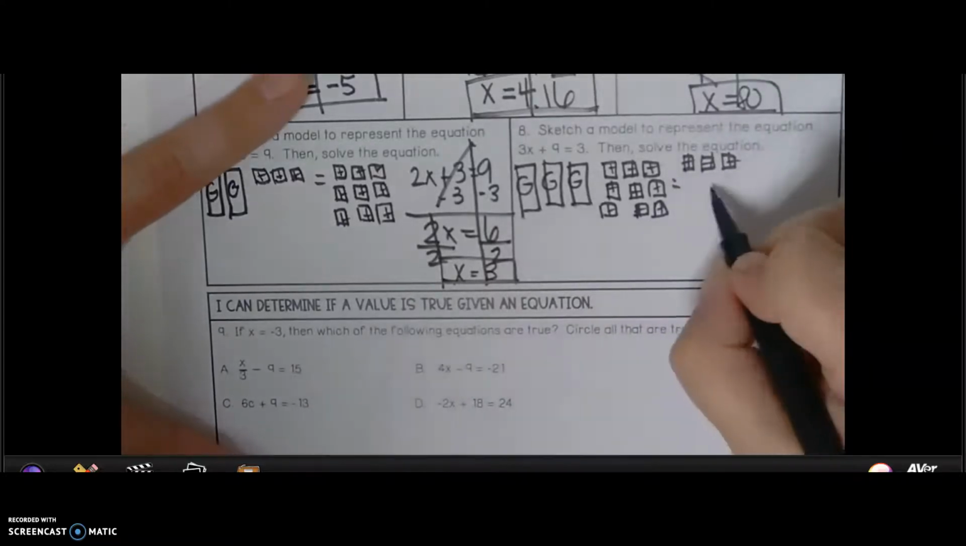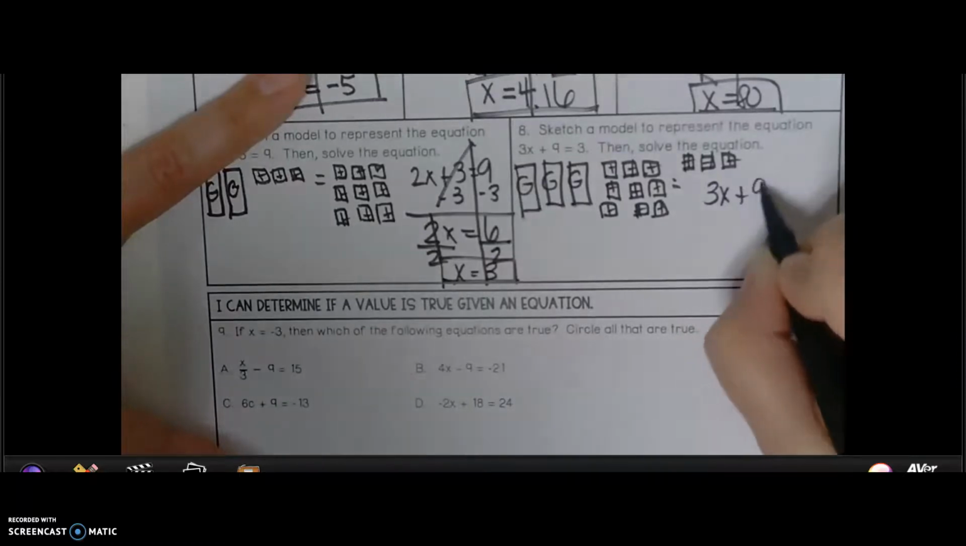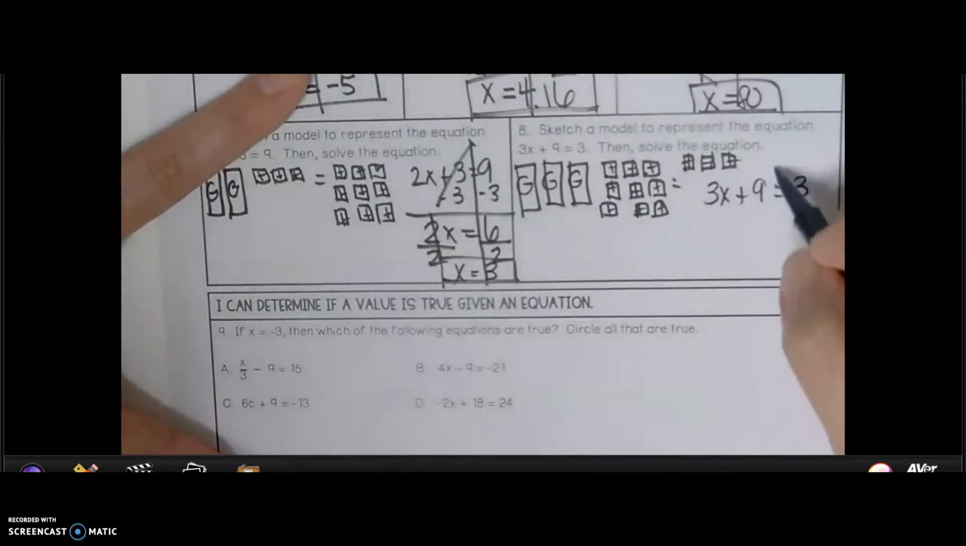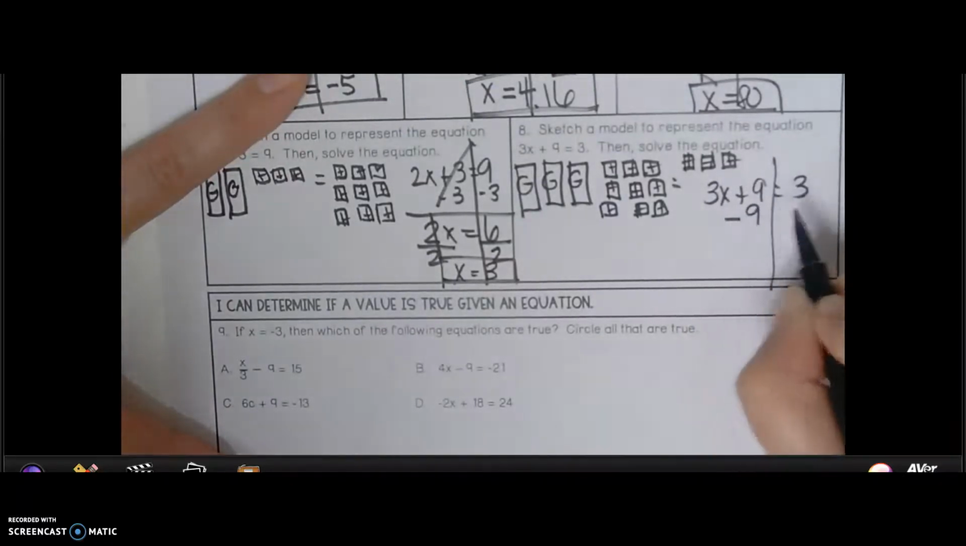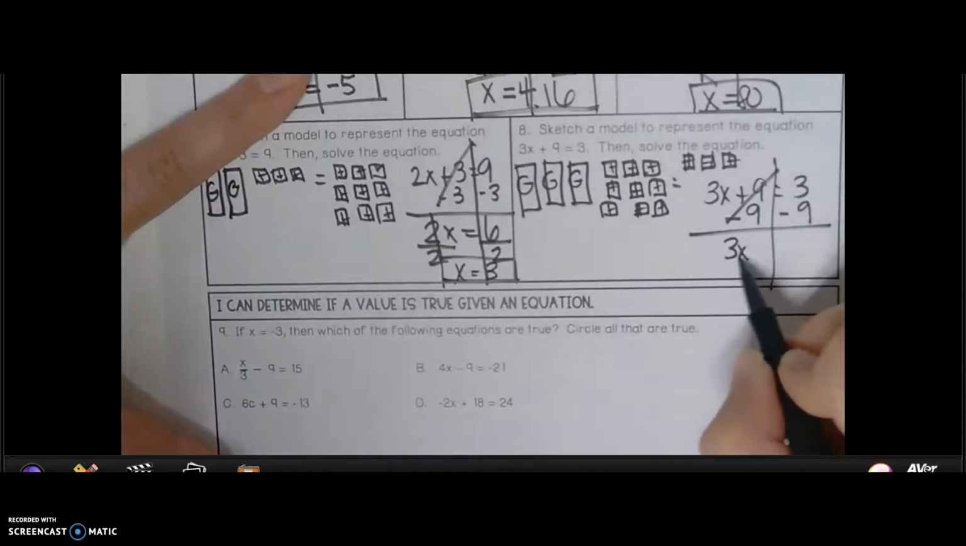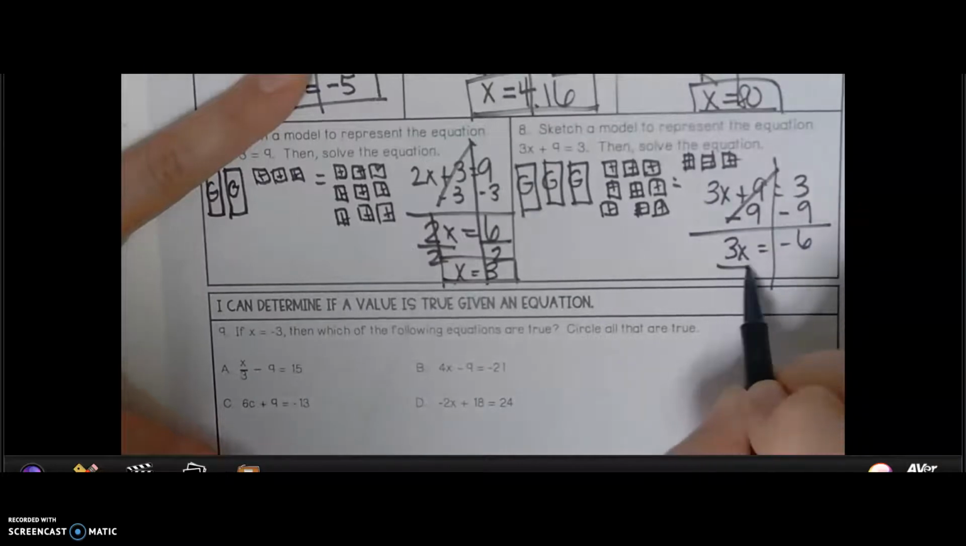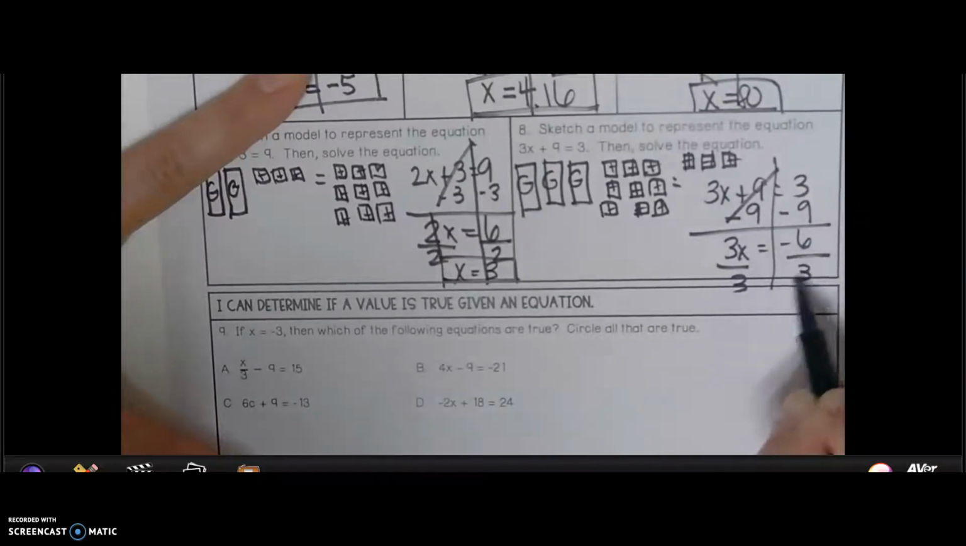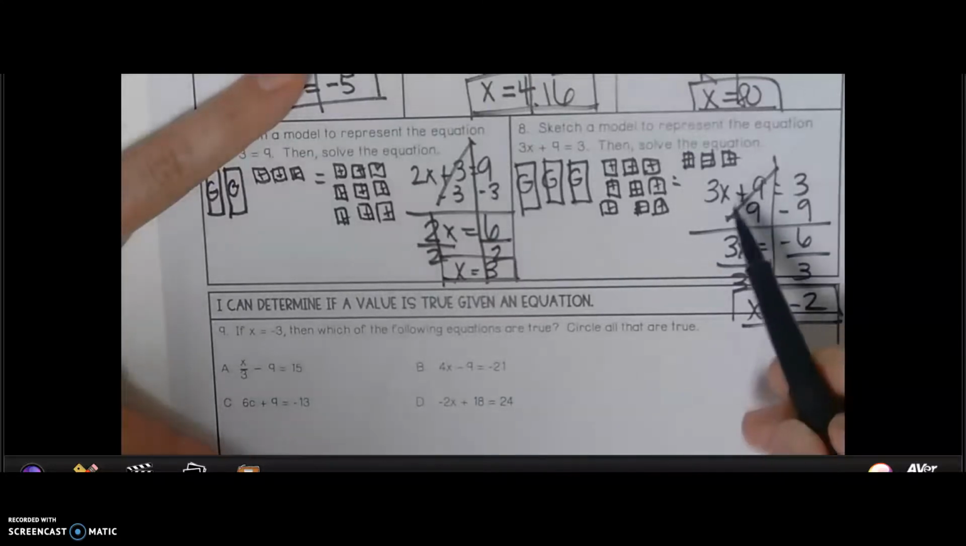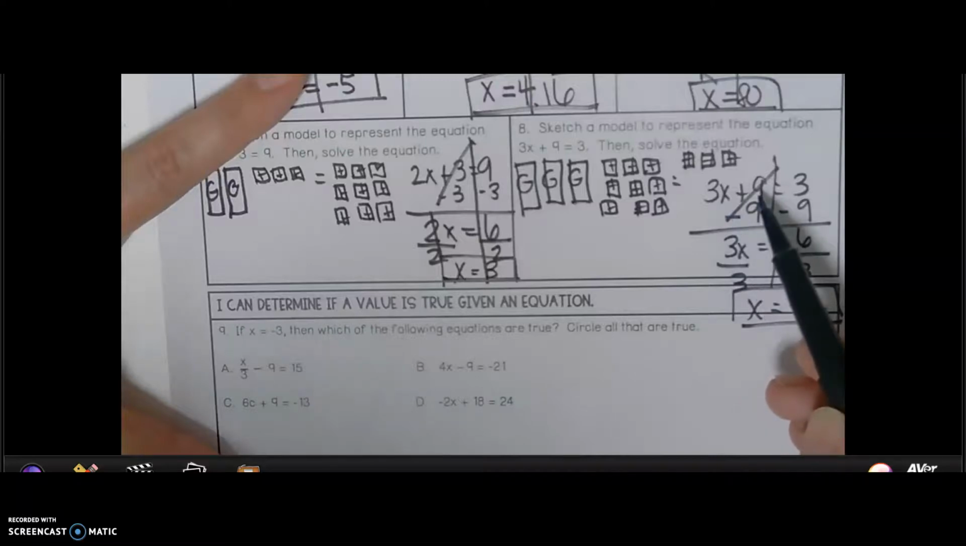All right, so we have 3x plus 9 is equal to 3. This time the 9 is my constant, so I'm going to undo it with a negative 9. 3x is equal to negative 6. Divide each side by 3. x is equal to negative 2. If I plug negative 2 back in, 3 times negative 2 is negative 6, plus 9 more would give me a positive 3 when I combine those two numbers.